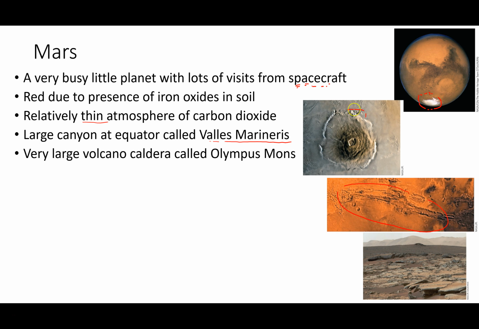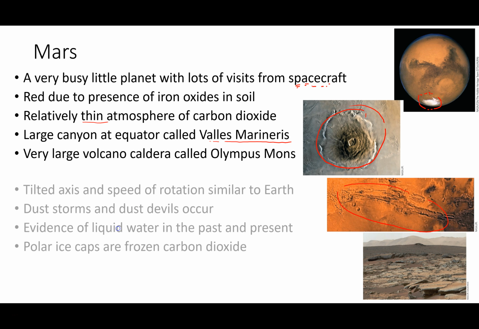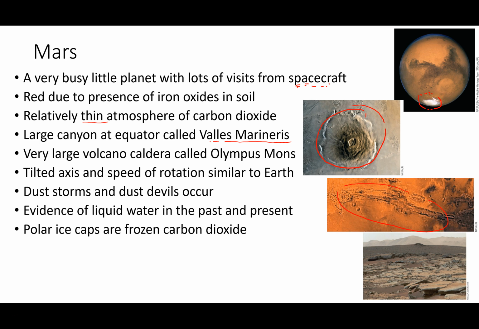Let's see, what else do we have? Oh, it's also got a very large caldera, a now extinct volcano remnant, which would be, I believe, about the size of Missouri. Mars' axis of rotation is tilted similar to the Earth. It's tilted almost 23.5 degrees.